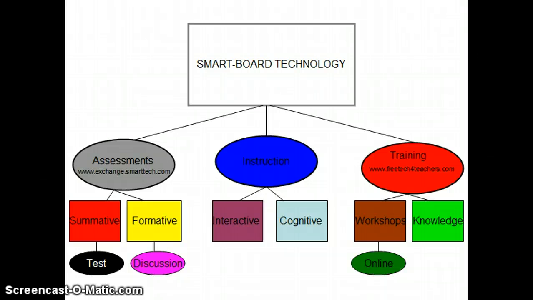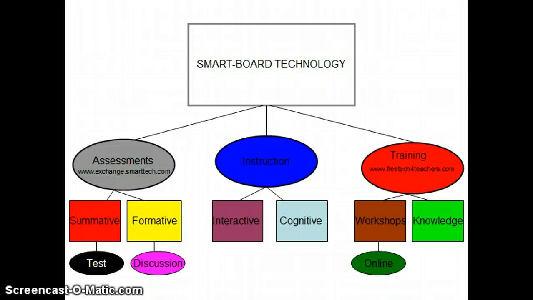Formative. Under formative, you see discussion. Formative is assessing what is being learned during instruction. And I picked the color magenta because magenta is a color that resembles universal harmony and emotional balance. And I think our classroom discussions need to be very well balanced.